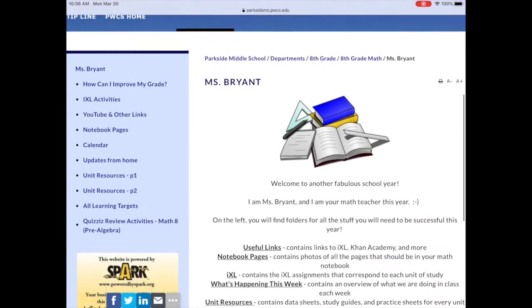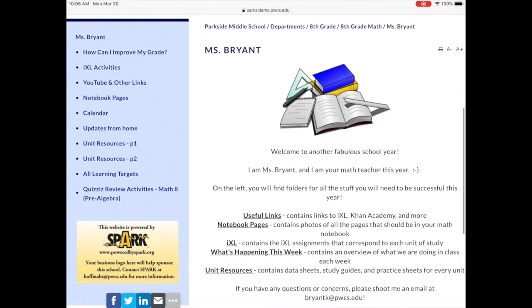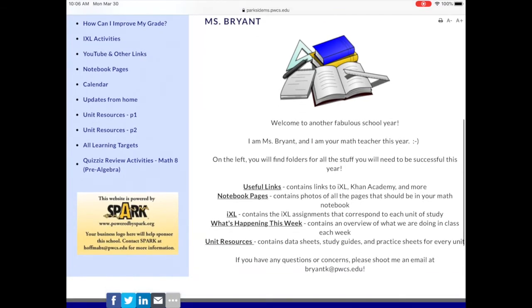Okay, so if you take a look at this page, over on the right side is what I typed at the beginning of the school year. On the left, you'll find links for this and that, and you can see that I have way more links on the left now than I had at the beginning of the year. I should probably edit that, but I'll worry about that later.